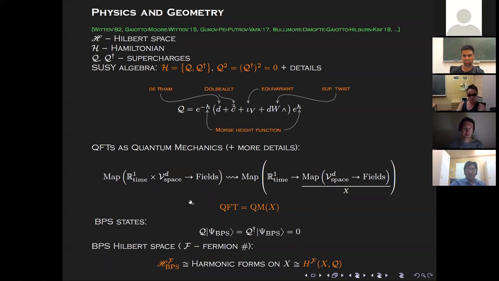BPS states in this context are defined as annihilated by both Q and Q dagger. These are some differential equations. So I have some explicit wave functions, and these wave functions span a subspace in the full Hilbert space of my system. And I will call this subspace the BPS Hilbert space. It's graded by fermion number, and these BPS states can be identified as harmonic forms on my target space, or using Hodge decomposition, cohomologies of X with respect to the supercharge differential given by Q.